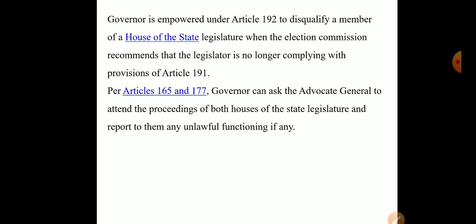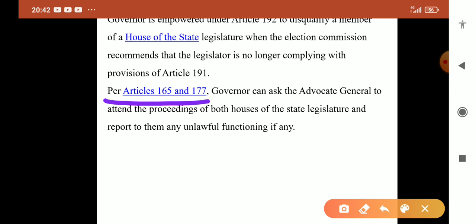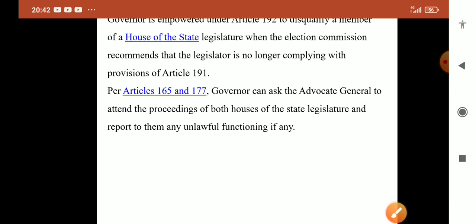As per Articles 165 and 177, the governor can ask the advocate general to attend the proceedings of both the houses of the state legislature and report to them any unlawful functioning, if any. So in this way he can give directions to the Advocate General also, right.